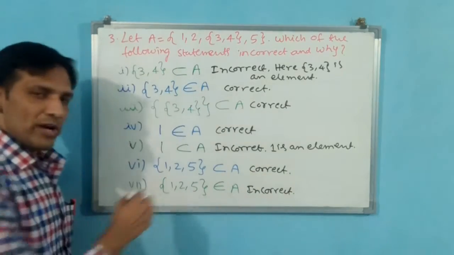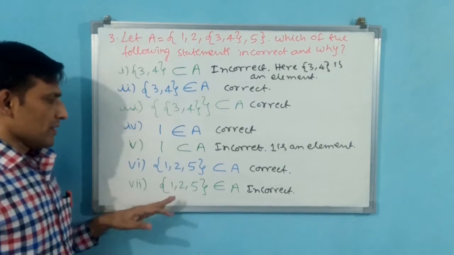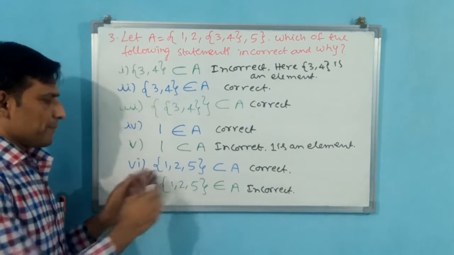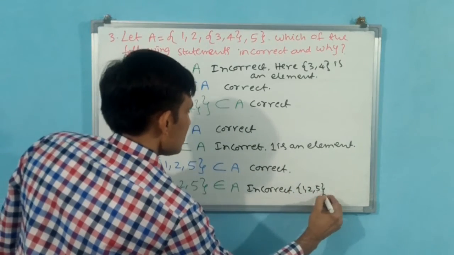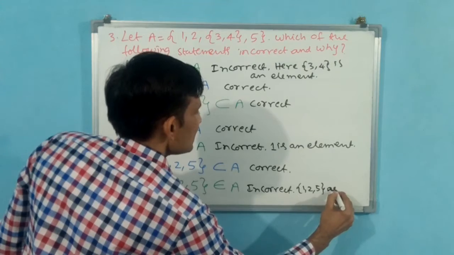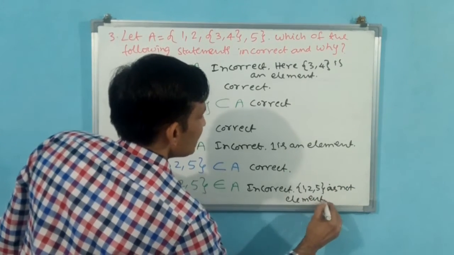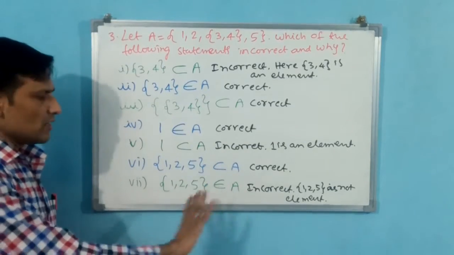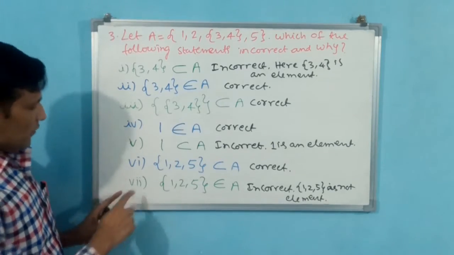Incorrect. Now you write the explanation. Why? Because incorrect means you have to give the explanation. Write like this: {1, 2, 5} is not an element. That's all. {1, 2, 5} is not an element. It is a set or subset. That is why belongs to doesn't come. Now we have finished up to 7.